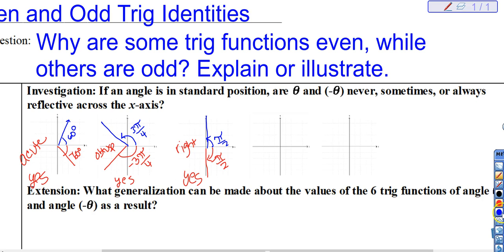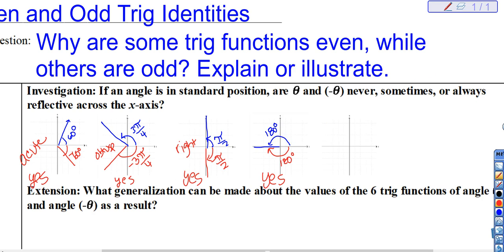What's greater than obtuse? Straight? Okay, let's do a straight angle. All right, so a straight angle would be, shall we do 180? Yes. And a negative 180. Is that reflective across the x-axis? I want you to think of the x-axis as a mirror. Yes, absolutely. So even in that circumstance, it's just that both of those angles are actually touching the mirror, but they're touching the mirror from opposite sides.